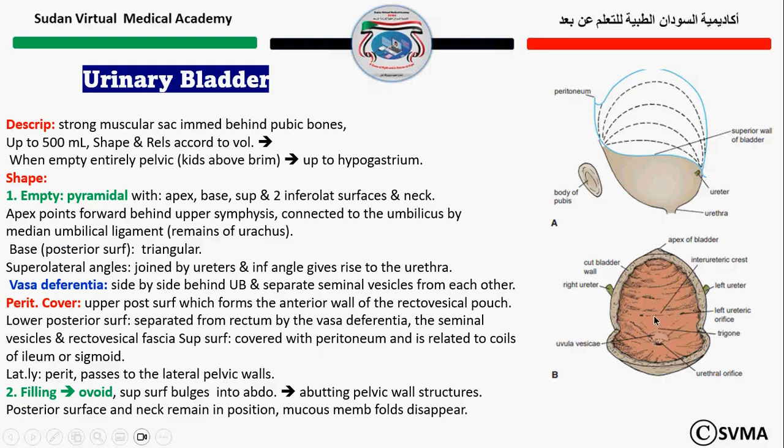الridge of muscle بين ال 2 orifices دي اسمها الانتر-ureteric crest. السموث muscle القاعدة around the urethra is called uvula vesicae.